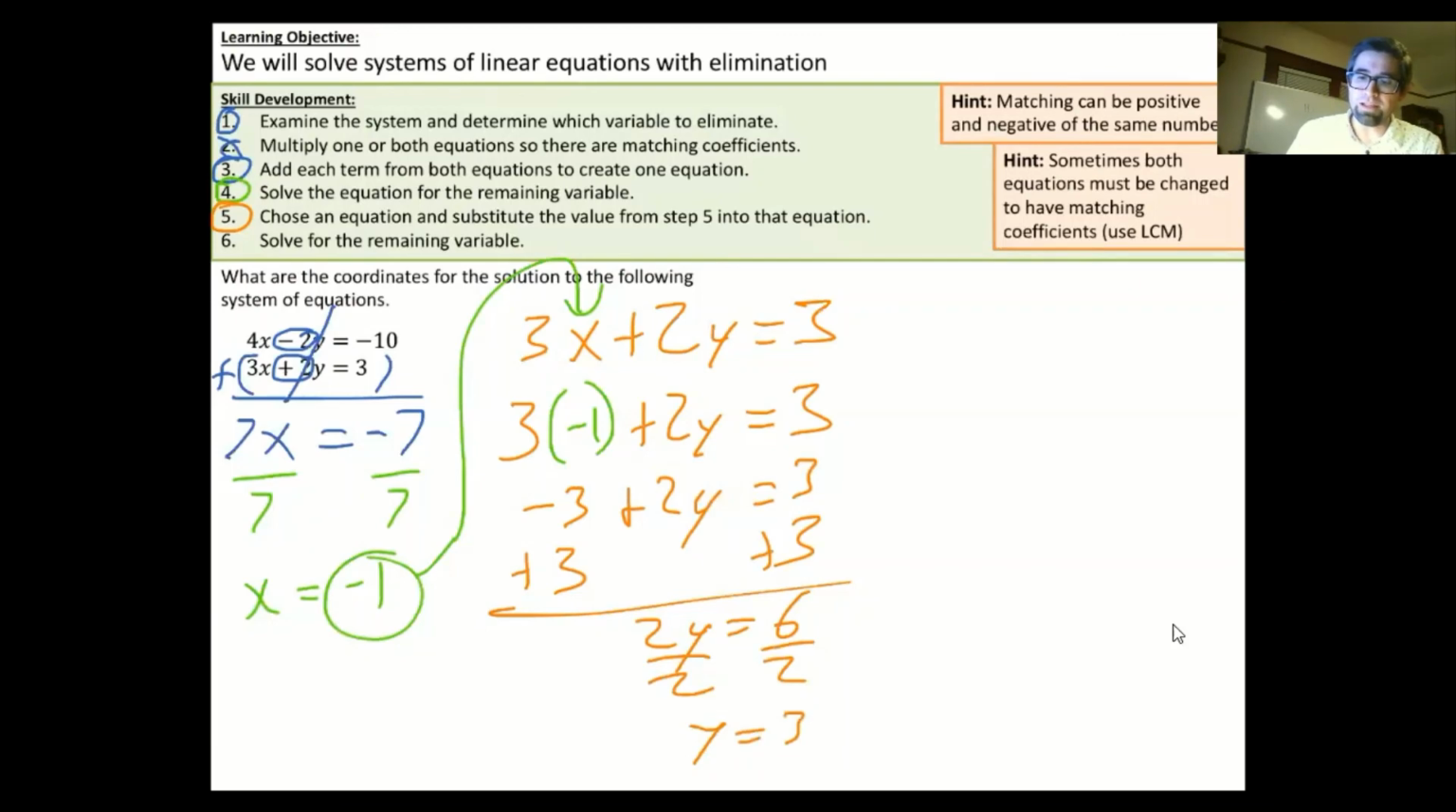Now that I've solved it, I have an ordered pair, and that ordered pair is the solution for this system of equations. Let's write it as an ordered pair in alphabetical order, x, y. So I have (-1, 3) as my solution.